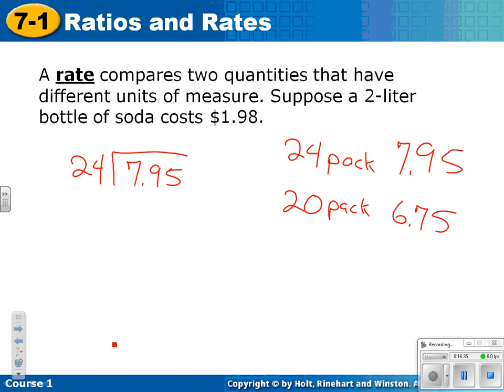Here, you're in charge. Wait, first of all, before we do this, raise your hand if you say buy the 24 pack. Okay, raise your hand if you say buy the 20 pack.